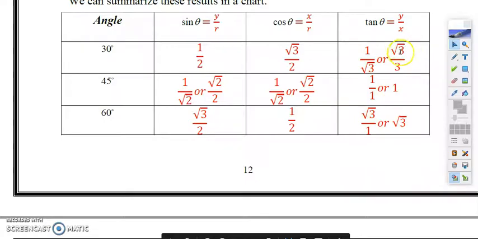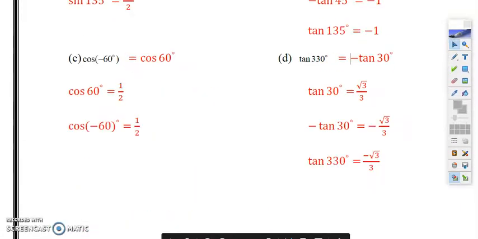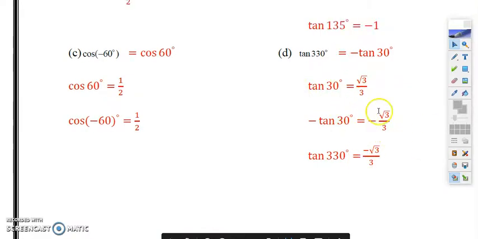So that's root 3 over 3, or 1 over root 3. Scroll back down. So that's why it's negative. Just put a negative in front. There's your exact value, which is pretty neat. And you can check those again. Negative root 3 over 3.